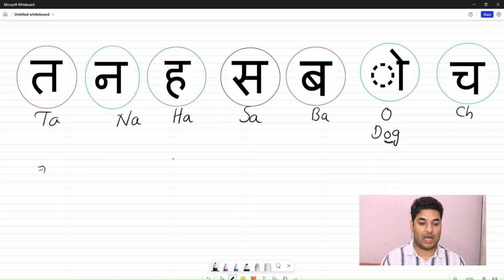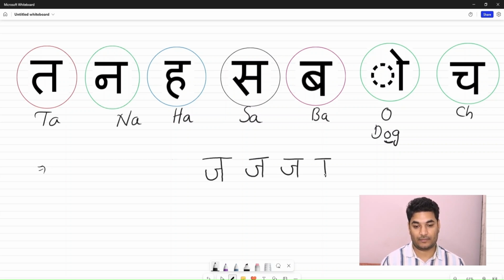Now, how do we draw the alphabet J? First, draw the horizontal line, then the vertical line cutting in the middle, then again a very short horizontal line cutting the vertical line in the middle, and the letter C facing upwards, like this. Or you can write like this, left to right. Fine. English equivalent is J, the same pronunciation that we have in the English word jug.